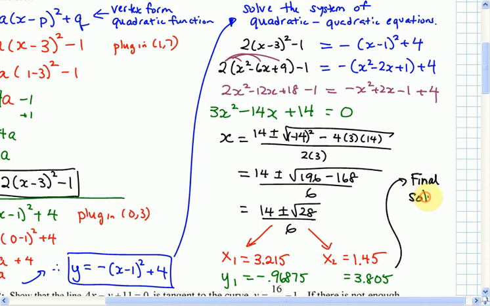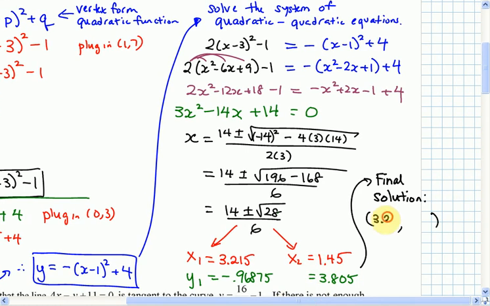Now, one last thing I want you to be aware of. Please make sure you write your answers as coordinates, and of course put them in order. So do x first, then y. So 3.215, comma, negative 0.96875.